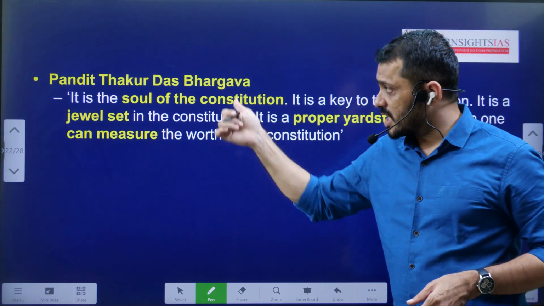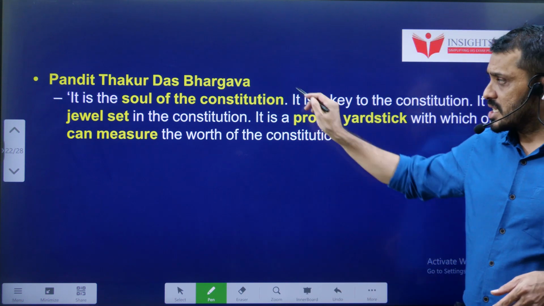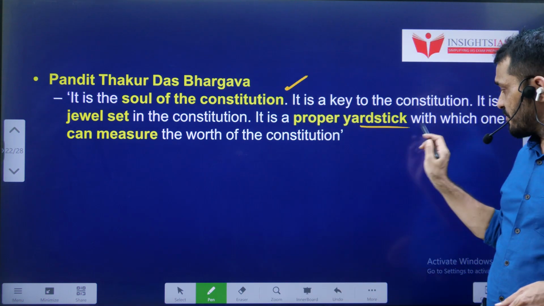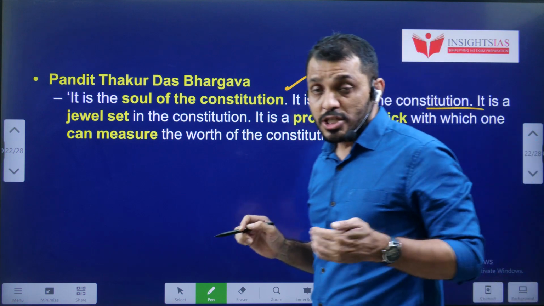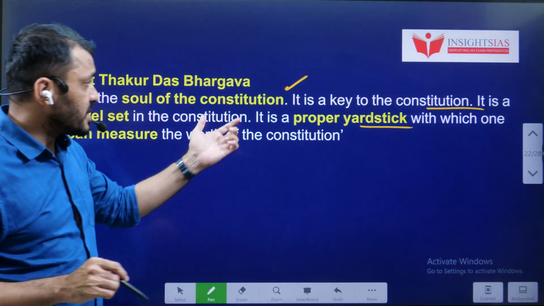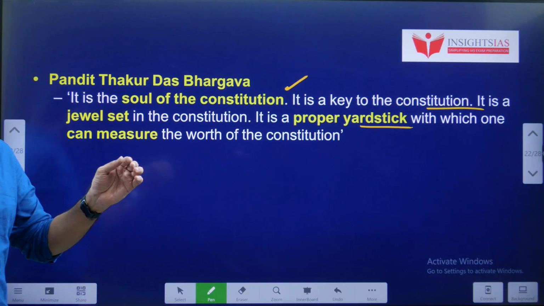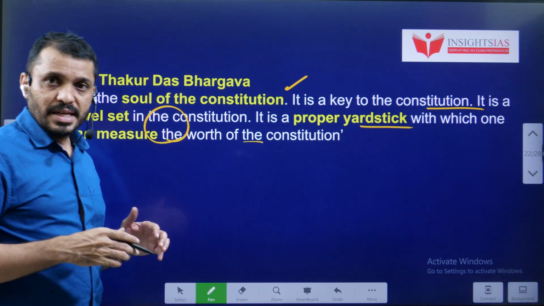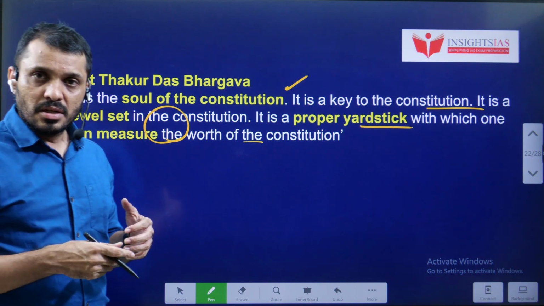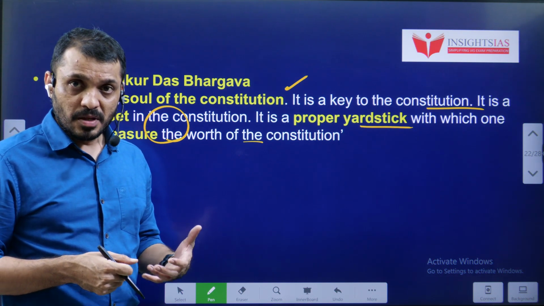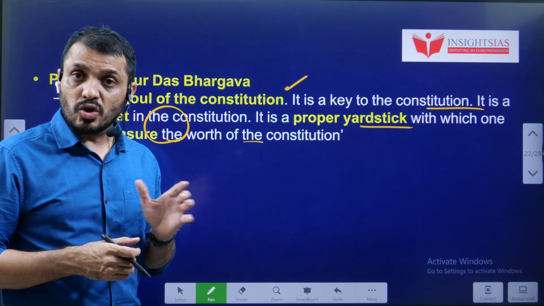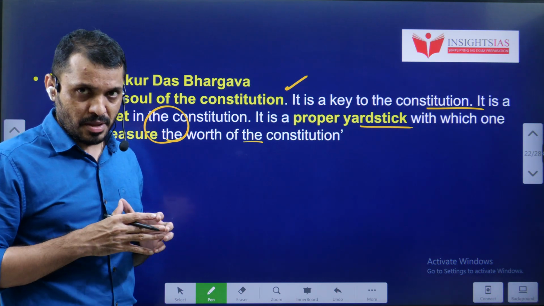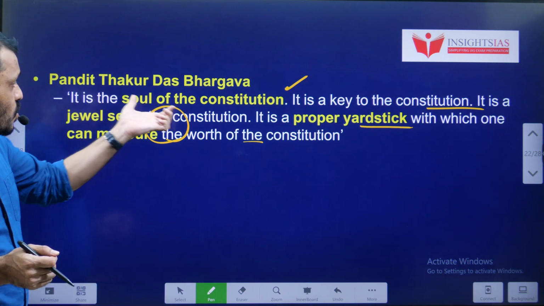Then Pandit Thakur Das Bhargava said it is the soul of the Constitution, which is also called the jewel set of the Constitution, and it is a proper yardstick. That means it is a measurement through which you can measure the worth of the Constitution, the same way we use measures to measure the value of some goods. In the same way, you can measure the value of the Constitution by looking at the preamble. Here, the one soul of the Constitution.